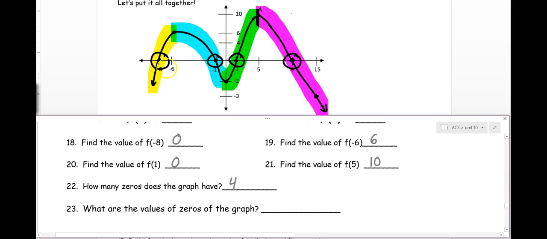What are the values of the zeros? So what are the x-coordinates? This one is -8, so x equals -8. x equals, the next one is -1. The third one is x equals 1. And then the fourth one is x equals 9.